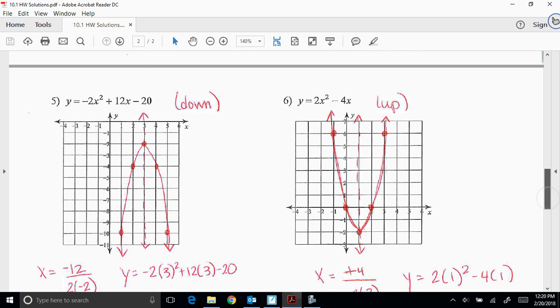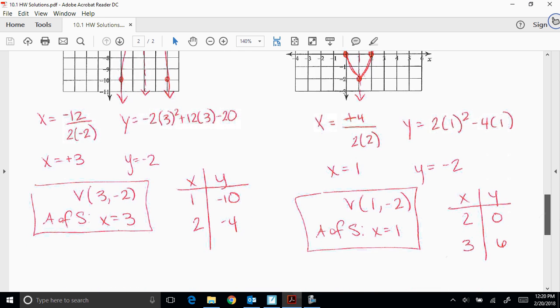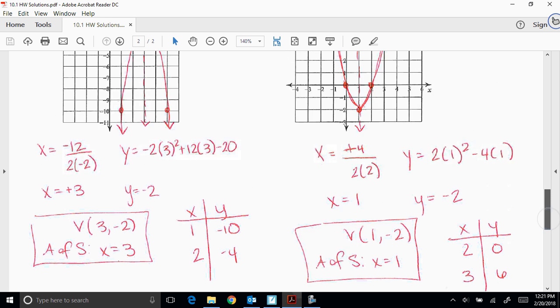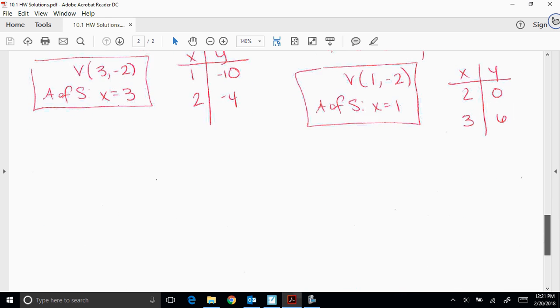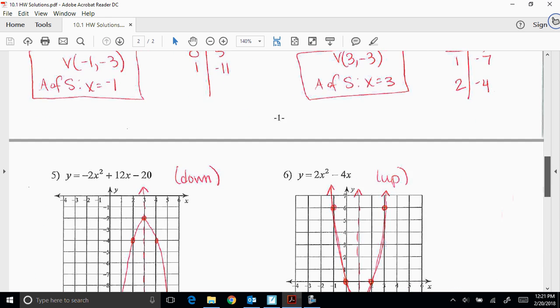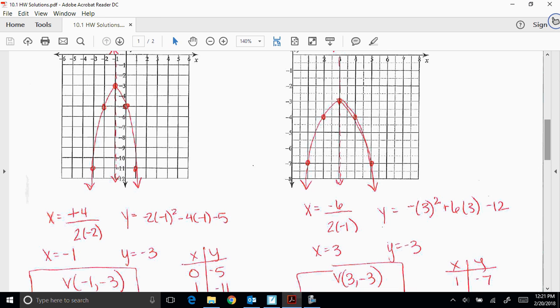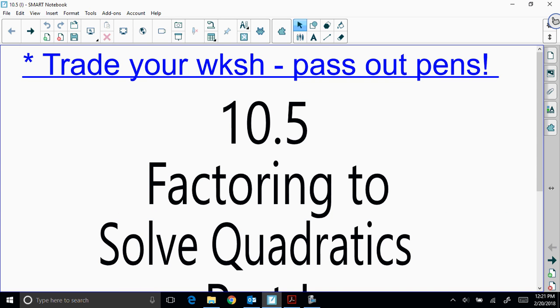Parabola opening down. Number 6, vertex was 1, comma negative 2. Axis of symmetry, x equals 1. Parabola opening up, like that. And those were your 6 problems for your 10.1 worksheet.